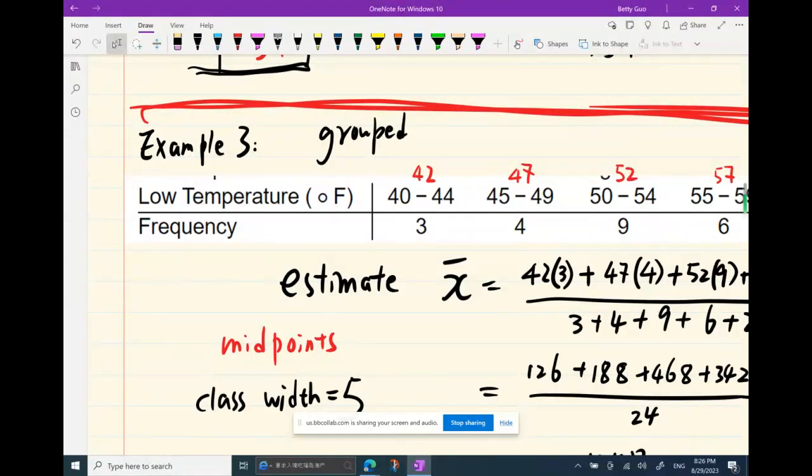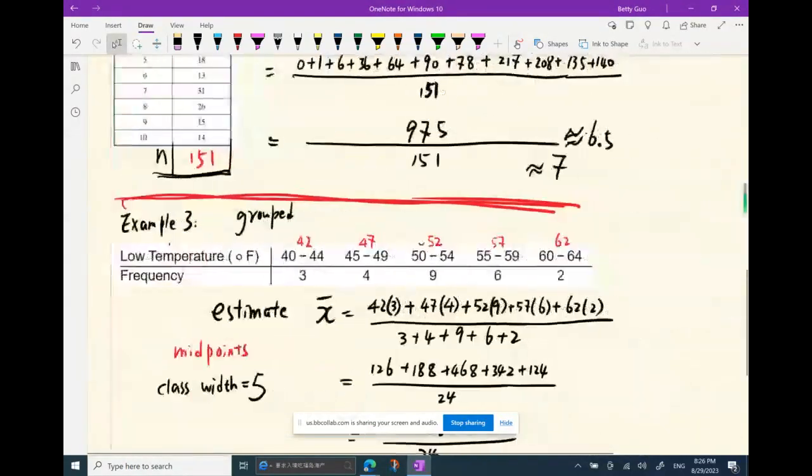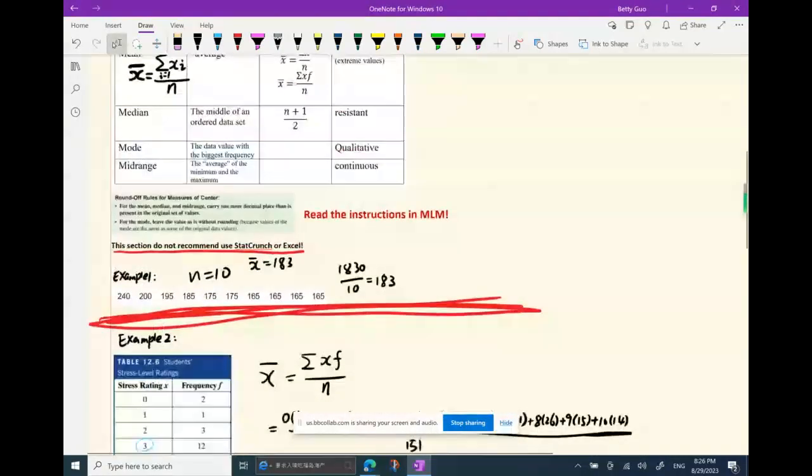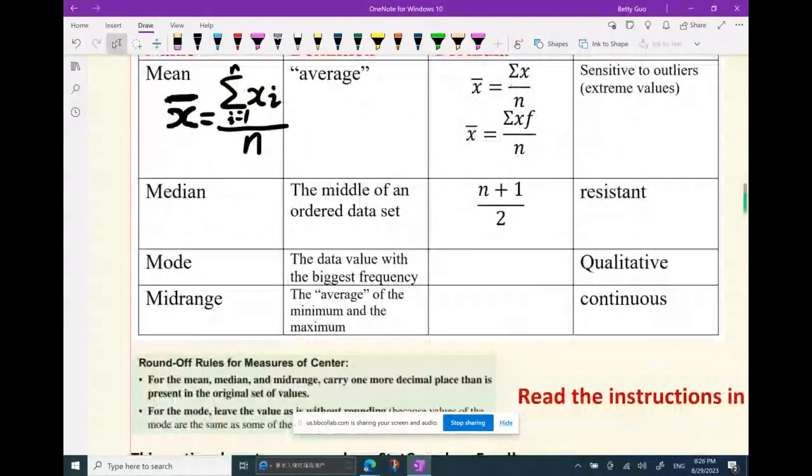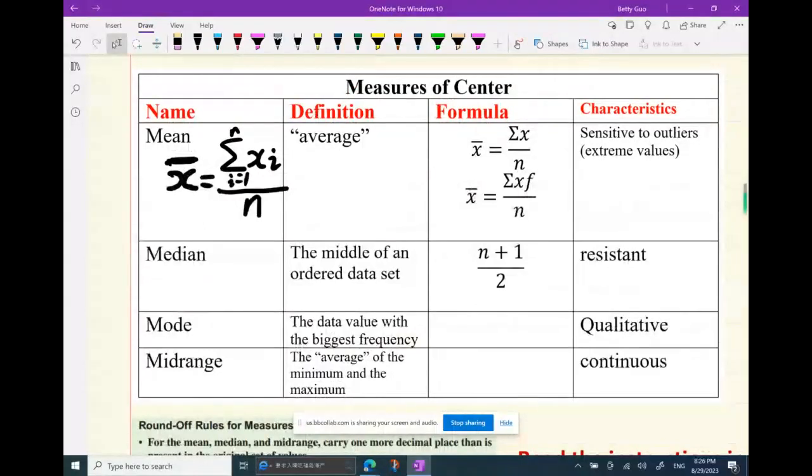All right, guys, we need to keep going. I feel like every time we do finish what we need to finish. Let's keep going. The second measure of center is called a median.